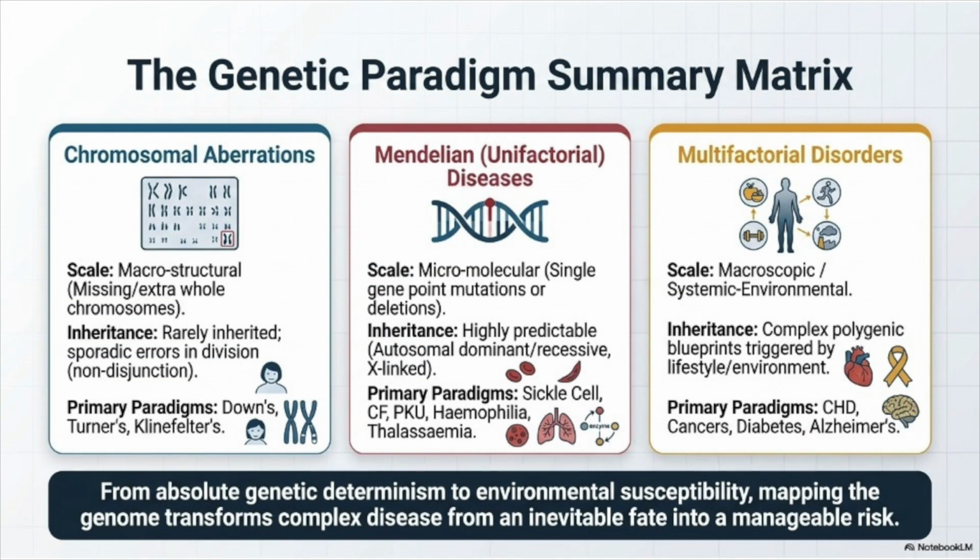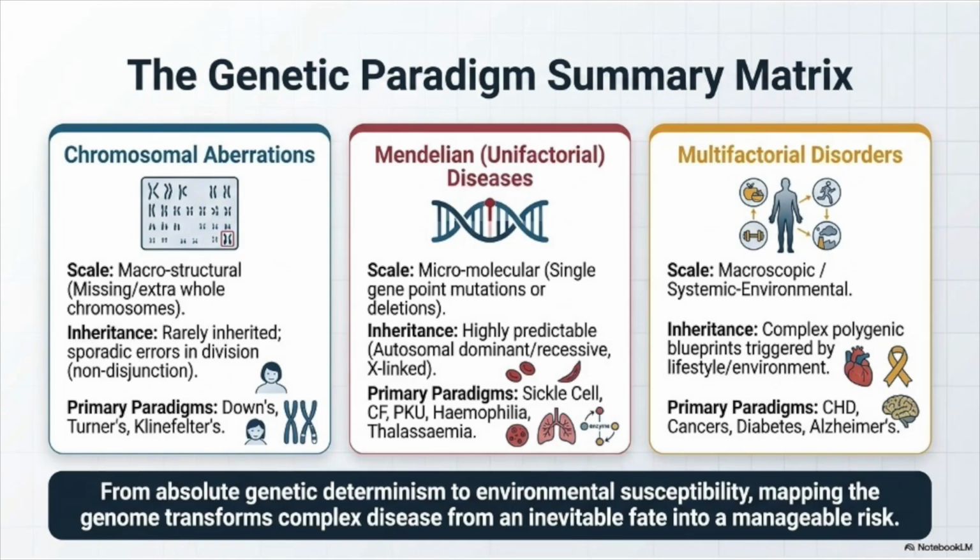To summarize everything we have covered, chromosomal aberrations represent macrostructural changes involving missing or extra whole chromosomes, are rarely inherited, and are best represented by conditions like Down syndrome, Turner syndrome, and Klinefelter syndrome. Mendelian diseases represent micromolecular changes involving single gene point mutations or deletions following highly predictable inheritance patterns, and are best represented by sickle cell disease, cystic fibrosis, PKU, hemophilia, and thalassemia.